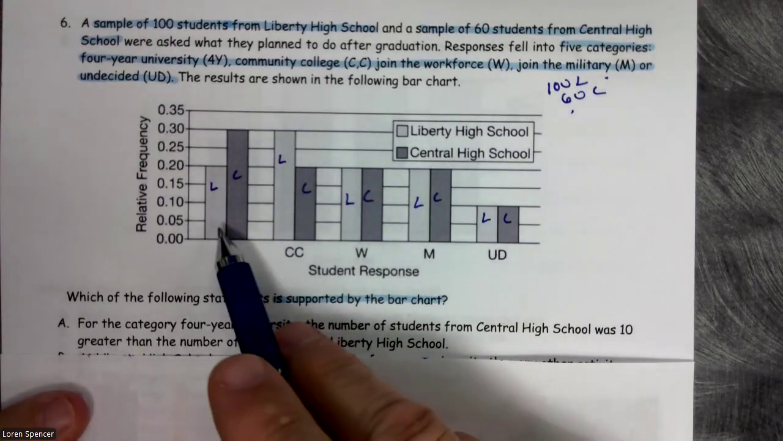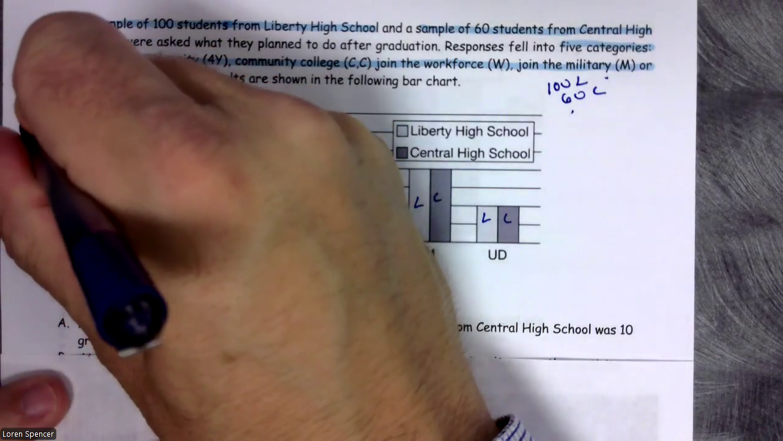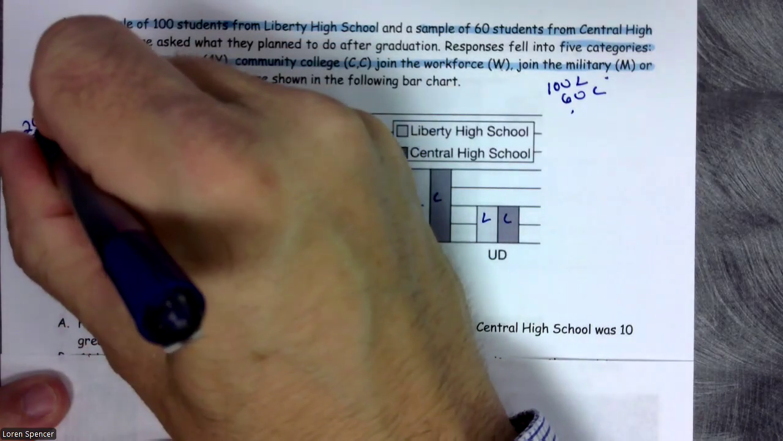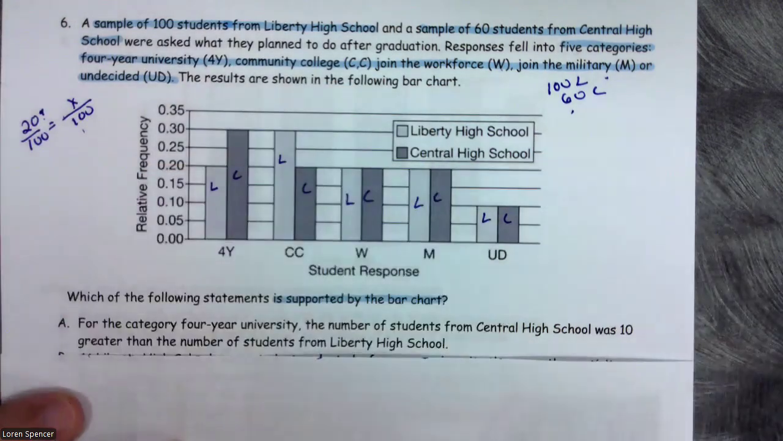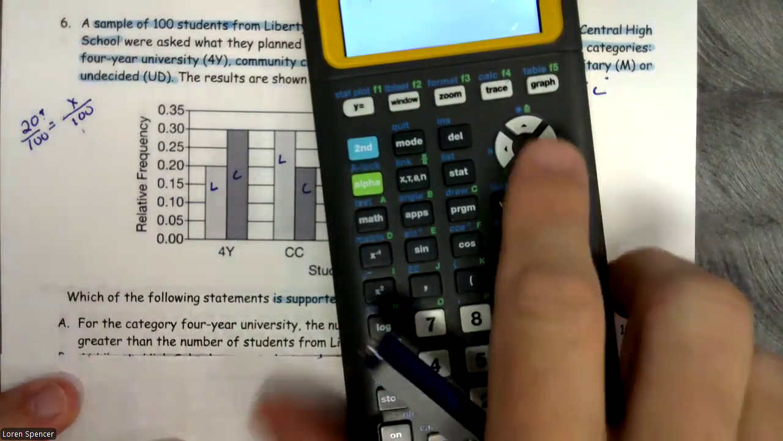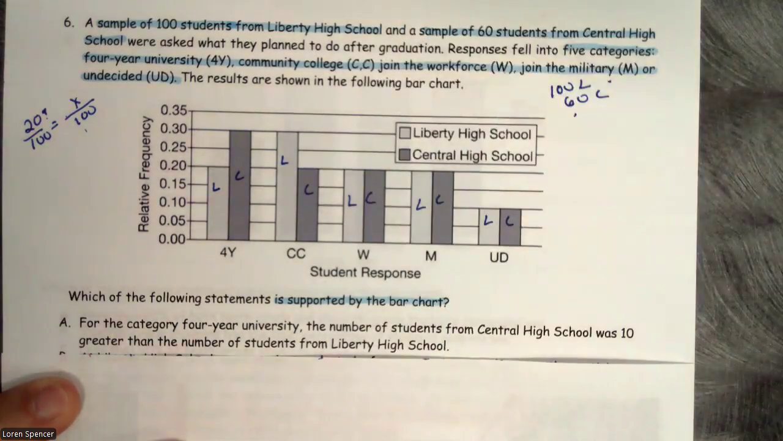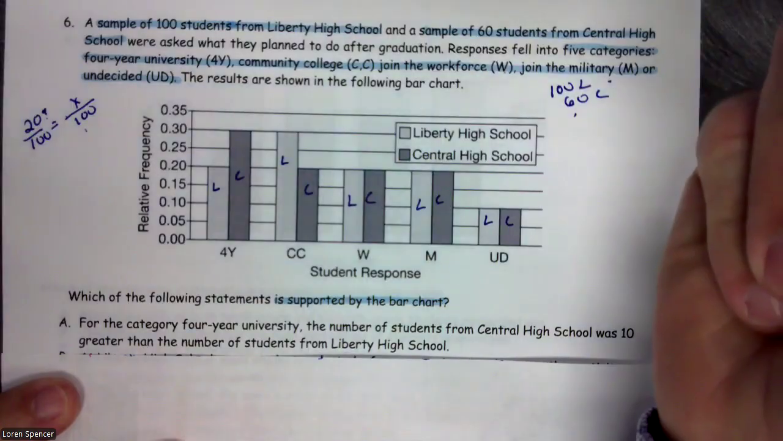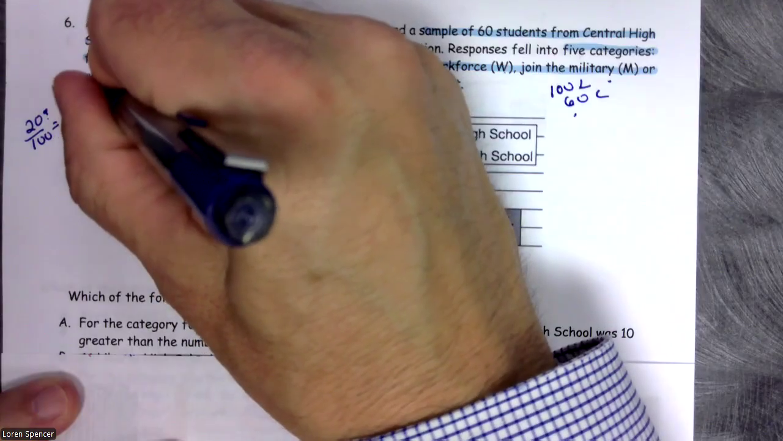So we look at 4-year. Well, 4-year, we have Liberty at 20%. Percents always go over 100, so 20 over 100 equals X over the total. So let's multiply the diagonals. And we go 20 times 100 divided by 100. And we come up with, okay, X, this is for Liberty. So Liberty had 20.